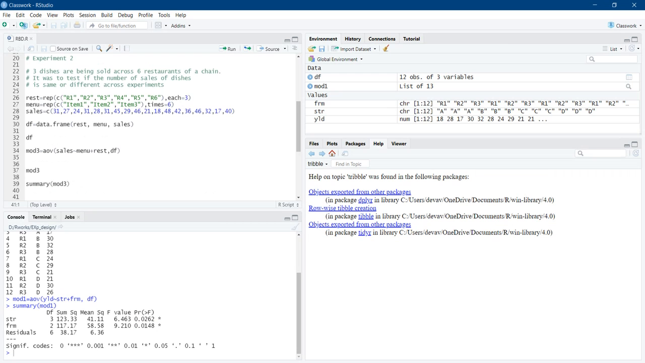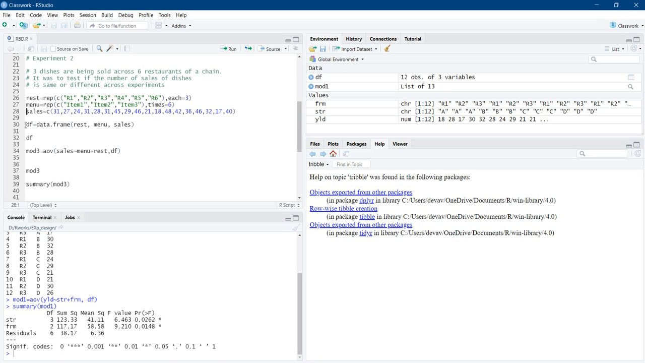In the second experiment, a restaurant chain wants to know if the sale of 3 dishes which are being sold across 6 restaurants of that chain are same or different. 6 restaurants replicated 3 times for the 3 dishes. Menu represent the dishes. These 3 dishes are replicated 6 times for these 6 restaurants. And these are the 18 results from the sales of these 3 dishes across the 6 restaurants.